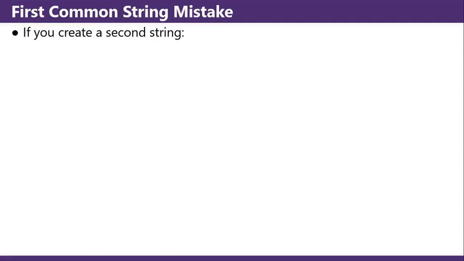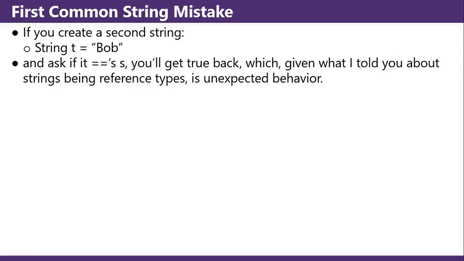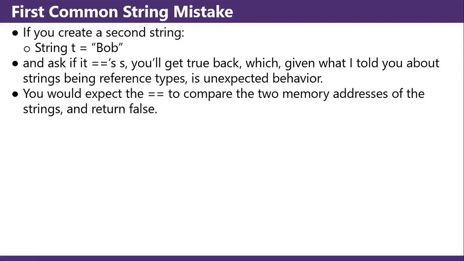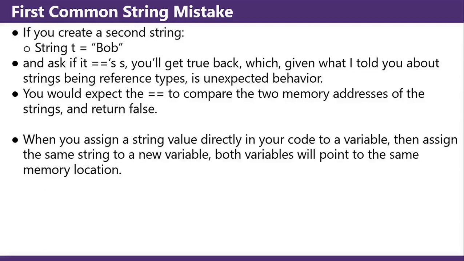First common string mistake. If you create a second string, String t = "Bob", and ask if t == s, you'll get true back, which, even when I told you about strings being reference types, is unexpected behavior. You would expect the double equals to compare the two memory addresses of the strings and return false. When you assign a string value directly in your code to a variable, then assign the same string to a new variable, both variables will point at the same memory location.